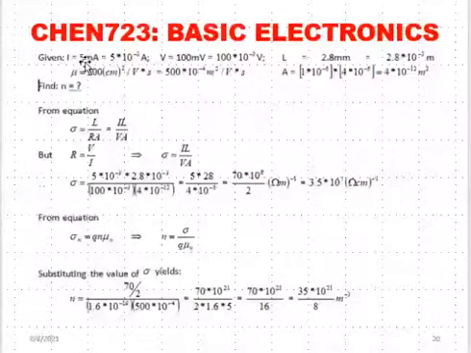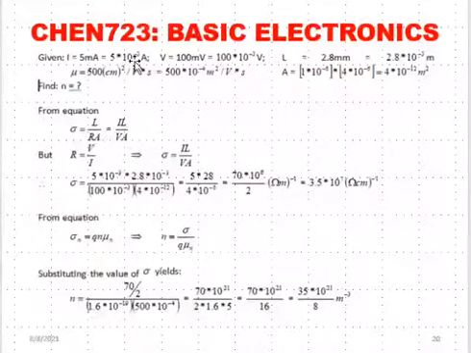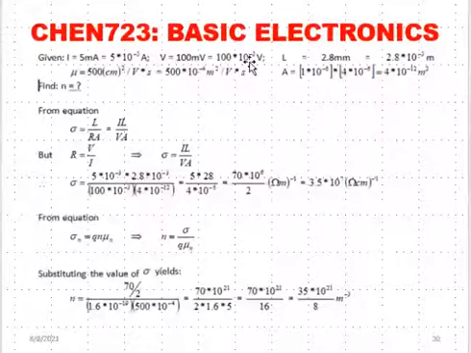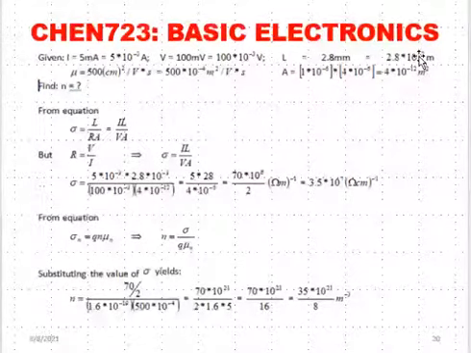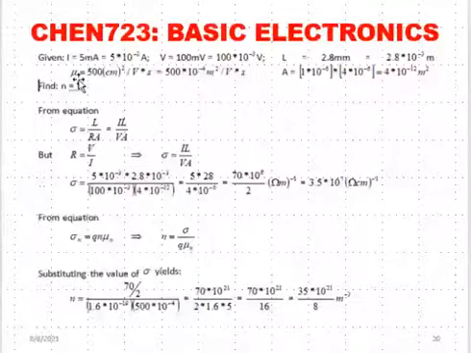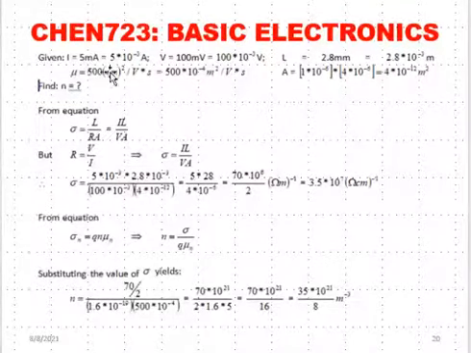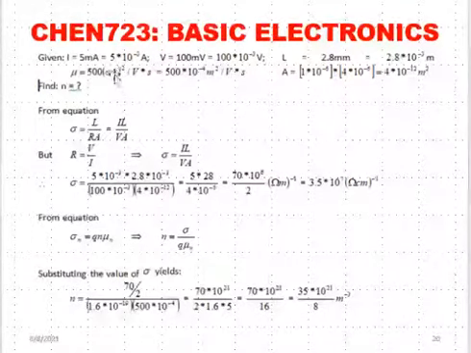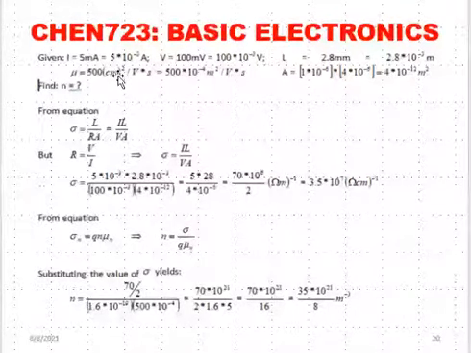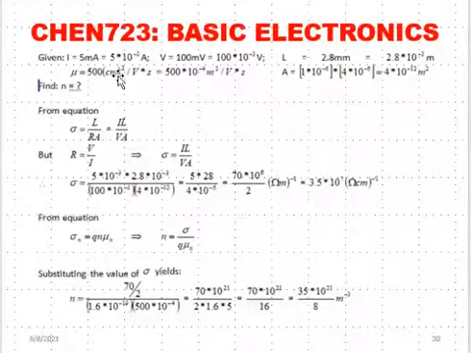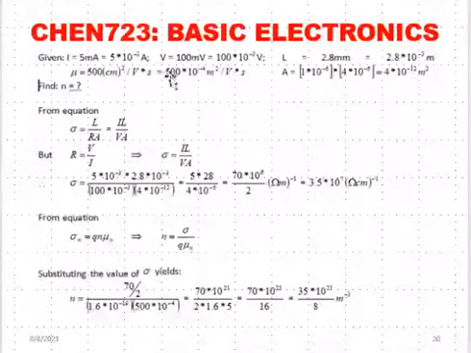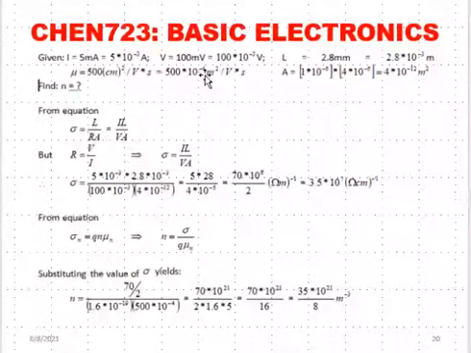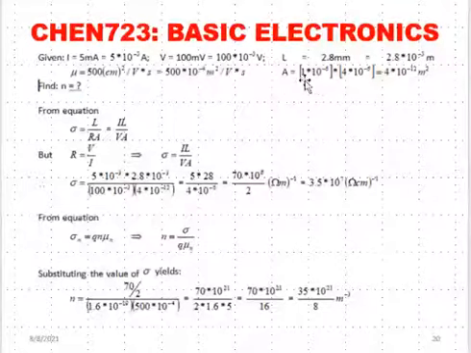Now let us see how we go about solving this problem. First of all, these are the given values. The current is given in milliampere, so we multiply by 10 raised to power minus 3. The voltage also 10 raised to power minus 3. The length is 28 milli, then we multiply by 10 raised to power 3. The mu, that is the mobility, 500 centimeter square per volt second. Since it is centimeter square, we want to change it to meter square. To change from centimeter to meter, you multiply by 10 raised to power minus 2. Since the centimeter is squared, it should be 10 raised to power minus 4.